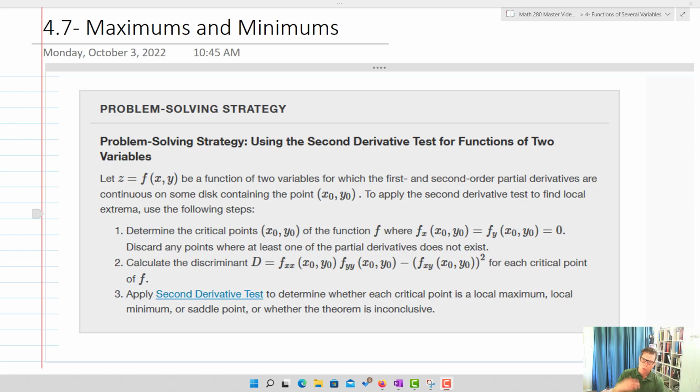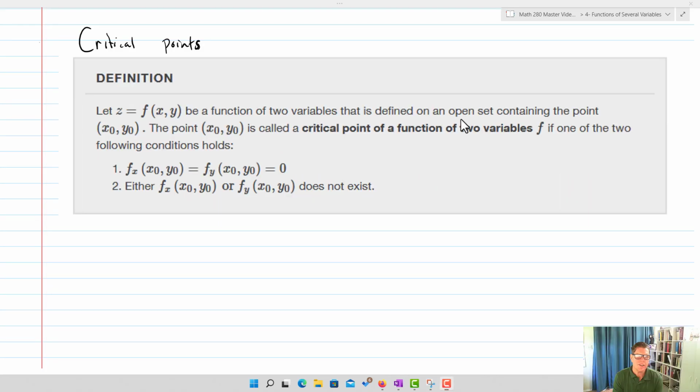So what we're going to do here is go in and do some work with each one of these parts, starting with number 1, which is determining the critical points. Let's look at our definition of critical points. We've got a function z of two variables, defined on an open set containing x naught, y naught. Make sure you understand that this is a point. It is called a critical point of the function f if one of the following two conditions holds: either the partial with respect to x equals the partial with respect to y equals 0, or the partial with respect to x or the partial with respect to y does not exist.